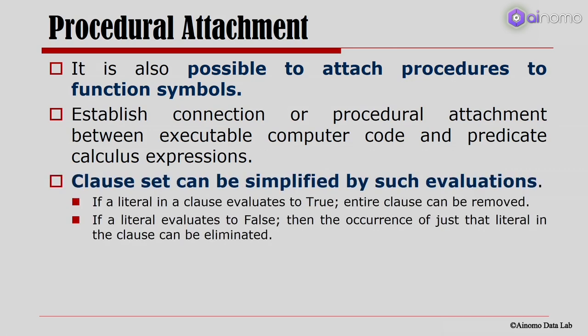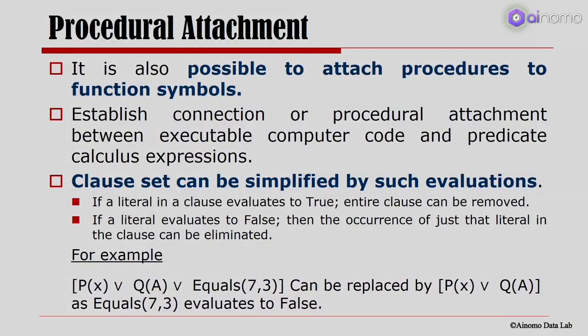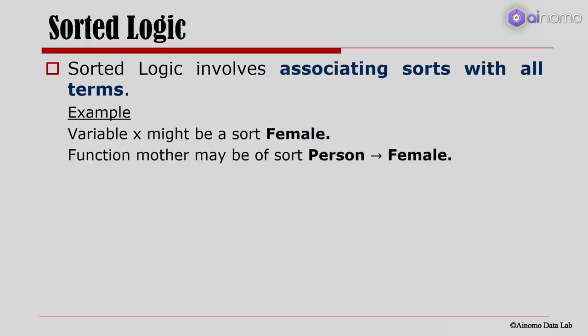How does the clause set get simplified by such evaluations? There is a two-step process. If a literal in a clause evaluates to true, then the entire clause can be removed. If a literal evaluates to false, then the occurrence of just that literal in the clause can be eliminated. For example, P of x or Q of A or equals 7, 3 can be replaced by simply P of x or Q of A, as equals 7, 3 evaluates to false. This is procedural attachment.